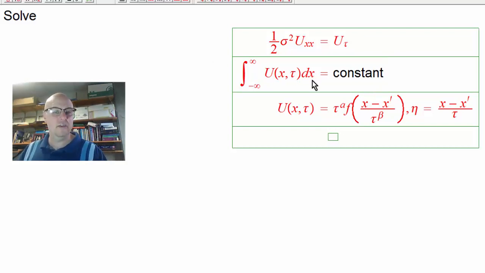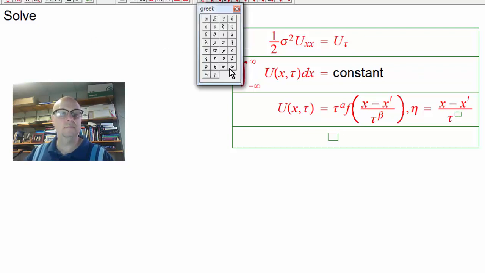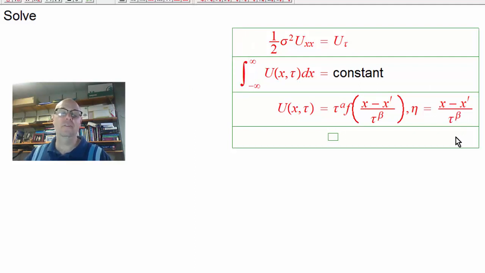That's what this condition is giving me, that x is the distance on the rod. So at any time tau, if I sum up, integrate all the rod from minus infinity to plus infinity, I get a constant. More borrowed mathematics from the heat equation. We're going to express our u function as tau to the alpha, or tau to the a, let's say, times some function of eta, and our eta is going to be x minus x bar all divided by tau to the beta. Now I'm using all the Greek letters because this is the way it's done in the textbook.